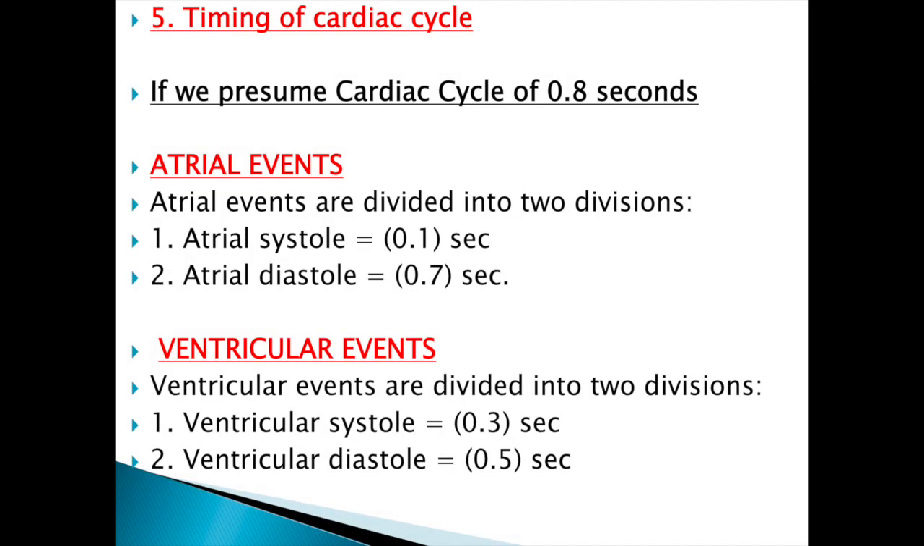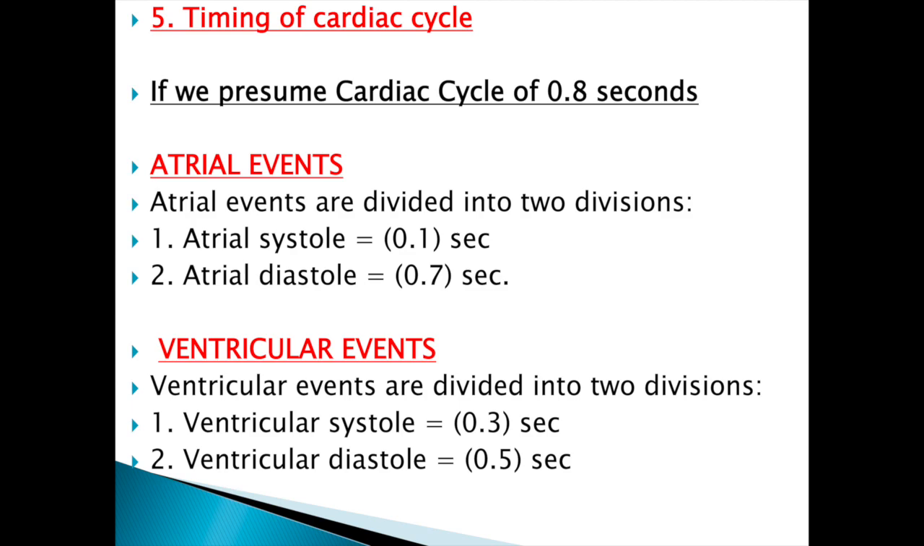So timing of the cardiac cycle: if you presume the cardiac cycle is 0.8 seconds, the atrial events and ventricular events, if we divide in two phases, in atria, all events are divided into two. Atrial systole is 0.1 second and atrial diastole is 0.7 second. For 0.1 second, this atrial kick appears, and then the atria is like a venous conduit or venous reservoir. It is totally relaxed, no pressure inside, 0 to 4, 5 or 6 sometimes. So it is totally relaxed for 0.7 seconds, a prolonged period.